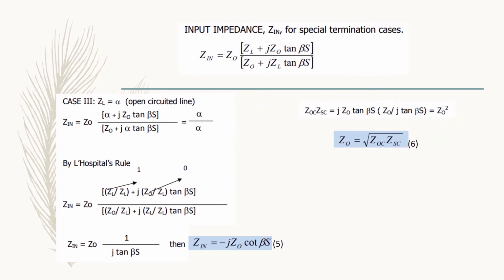Input impedance for special terminations. For case 3, ZL is equal to infinity, an open circuited line. By using L'Hopital's rule, this is the final formula: Zin is equal to negative j times ZO times cotangent beta S. And then ZO is equal to the square root of ZOC times ZSC, where ZOC is the open circuited line and ZSC is the short circuited line.